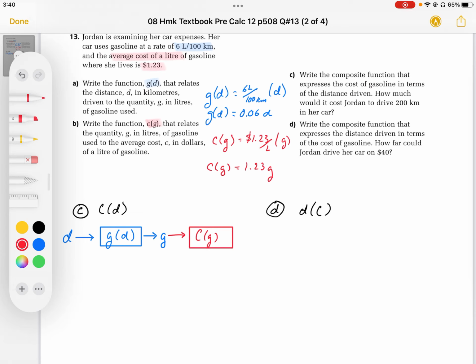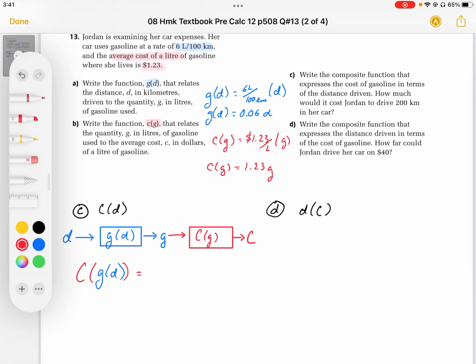And from there, the output is going to be the C that I'm looking for. So this becomes C as a function of D. So the way it looks is that the C represents my outside function. And then inside it, I'm going to go through my G first, or in other words, embed the G into that C function. So that's what it's going to look like in function notation.